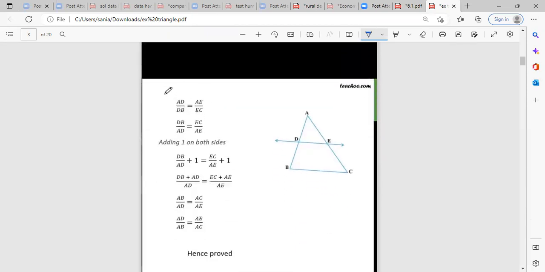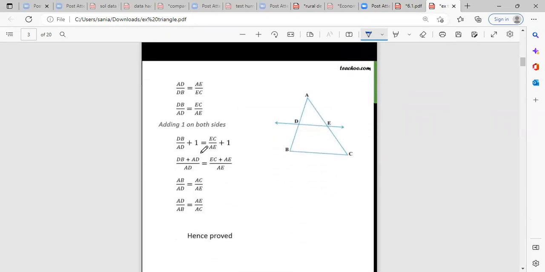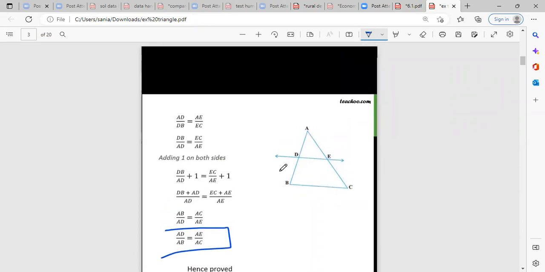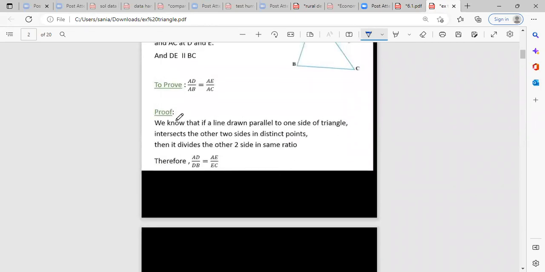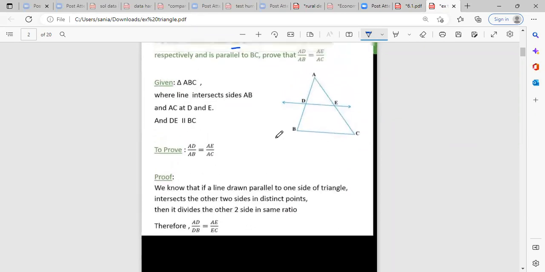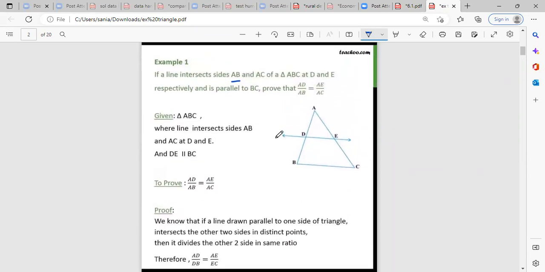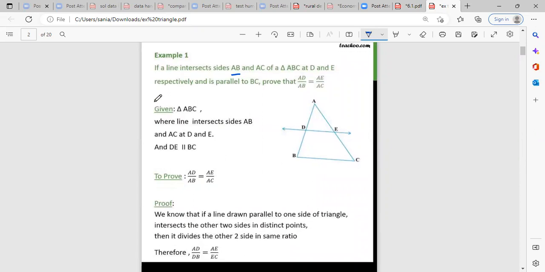Okay. So now you have this. You will add 1. We did this, right? So you will add 1 and somewhere you will get this. Hence proved. So over here they have written the entire theorem, right? So that's why the theorems were important, because if you are not aware of this, then how will you prove it?